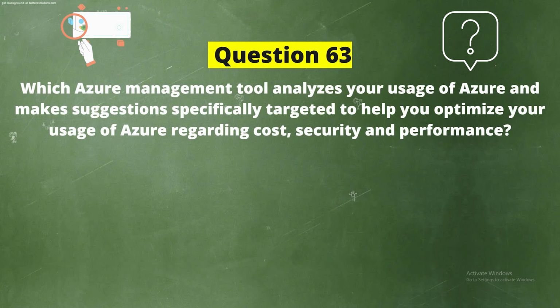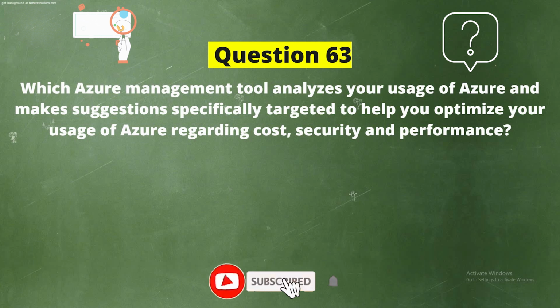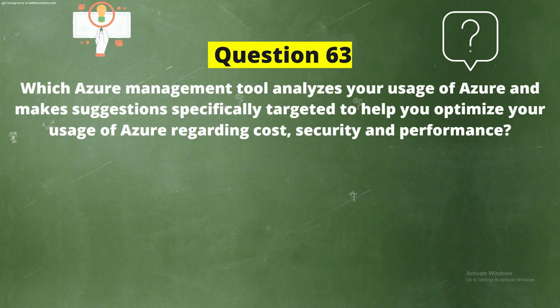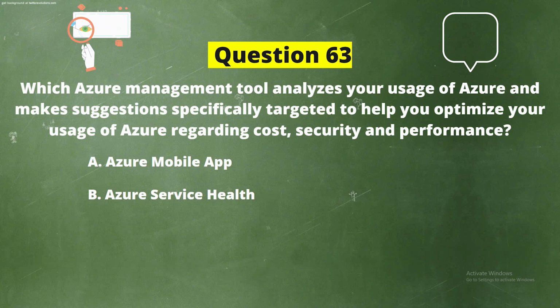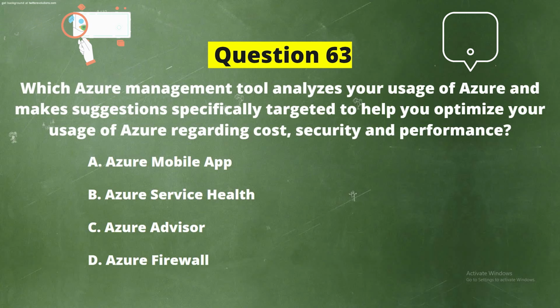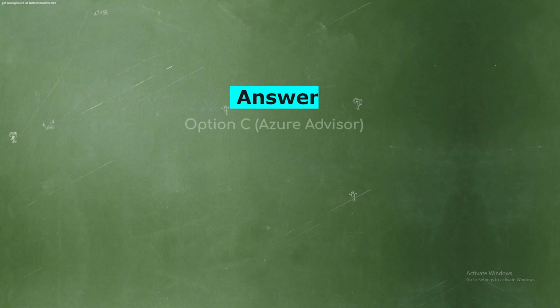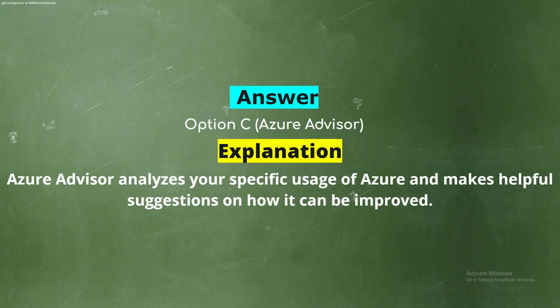Question 63. Which Azure management tool analyzes your uses of Azure and makes suggestions specifically targeted to help you optimize your uses of Azure regarding cost, security, and performance? Now the options are Option A, Azure Mobile App. Option B, Azure Service Health. Option C, Azure Advisor. Option D, Azure Firewall. And the correct answer is Option C, Azure Advisor. Explanation: Azure Advisor analyzes your specific uses of Azure and makes helpful suggestions on how it can be improved.